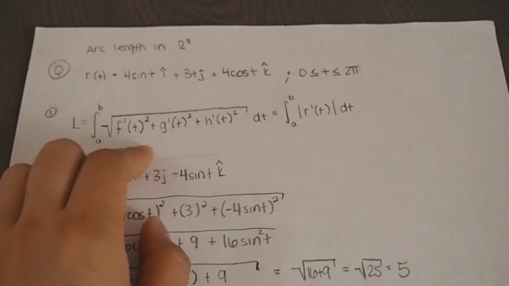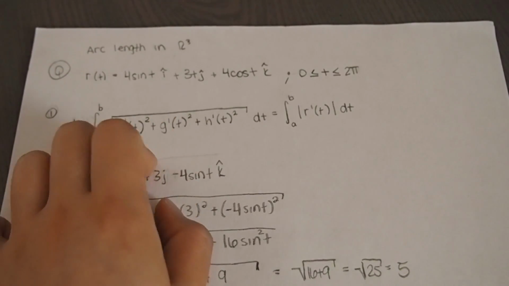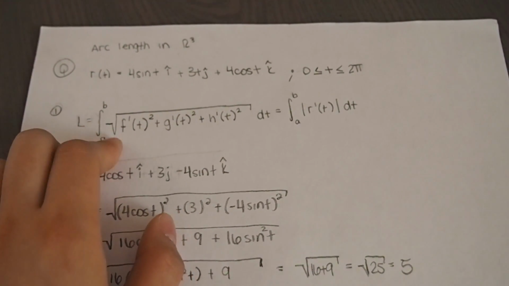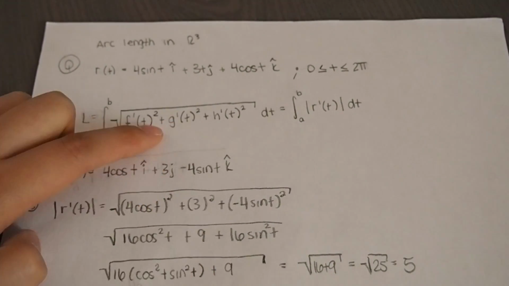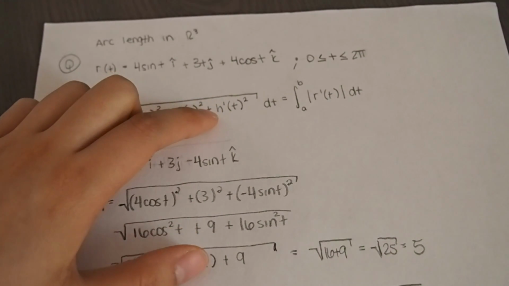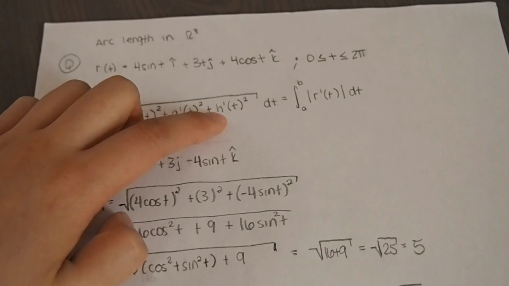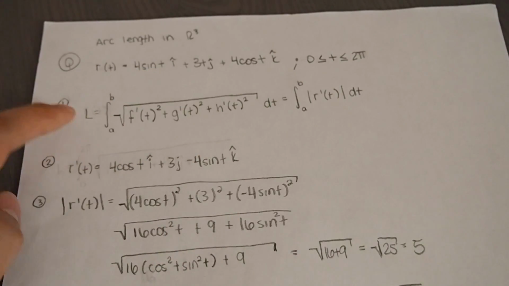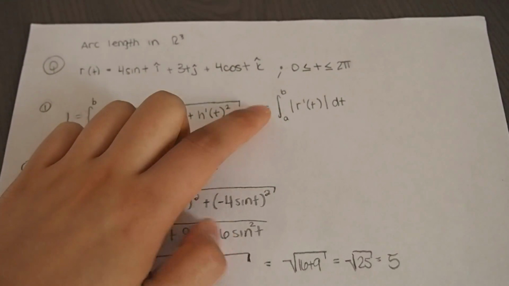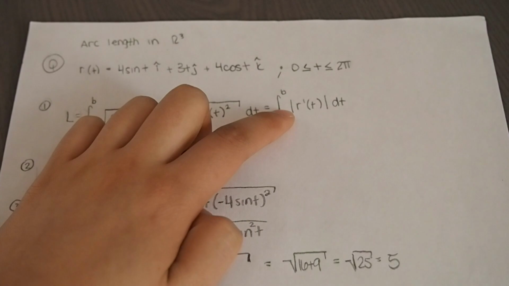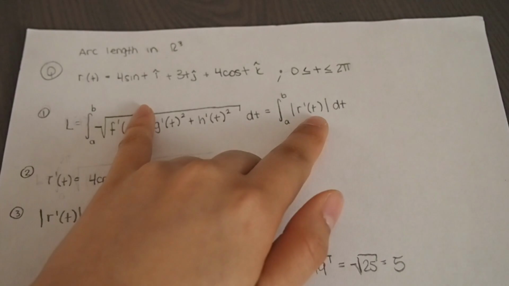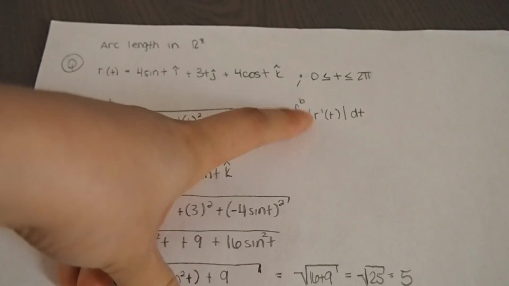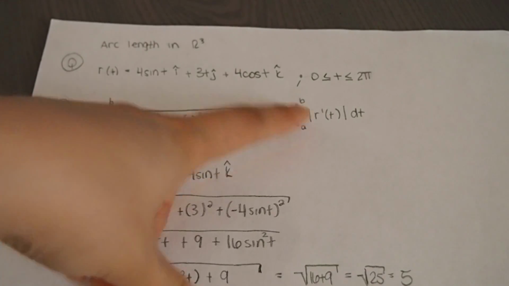We first want to write out our arc length formula, which equals the definite integral of the square root of the derivative of f of t squared plus the derivative of g of t squared plus the derivative of h of t squared, with respect to t from a to b. And we also know that this actually equals the magnitude of the derivative of r(t) as well. So we can first find the magnitude of the derivative of r(t).